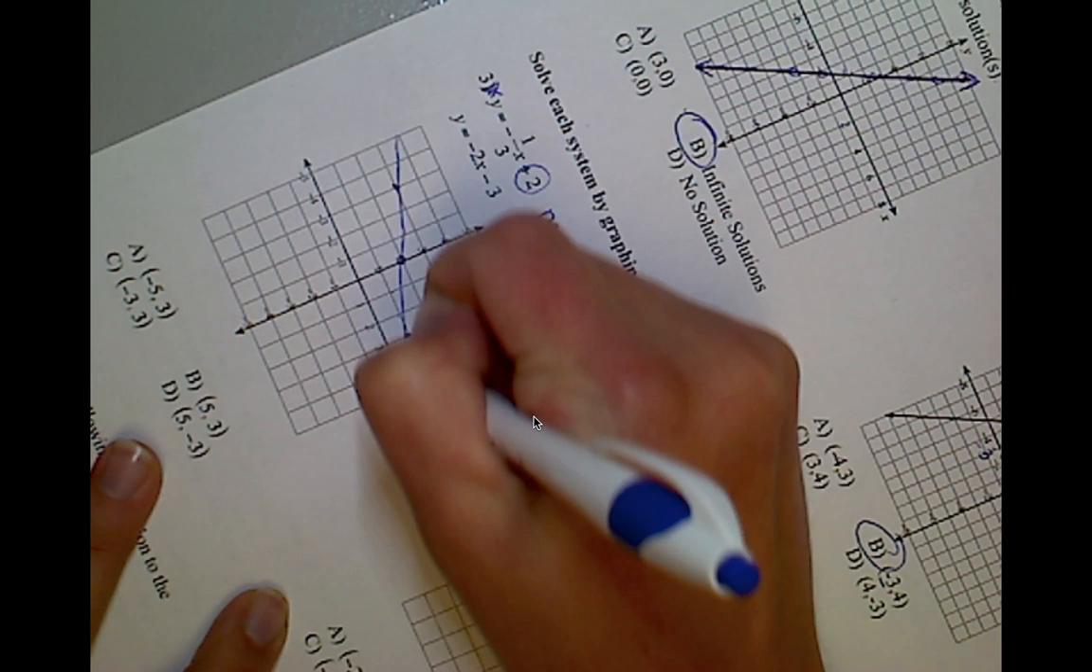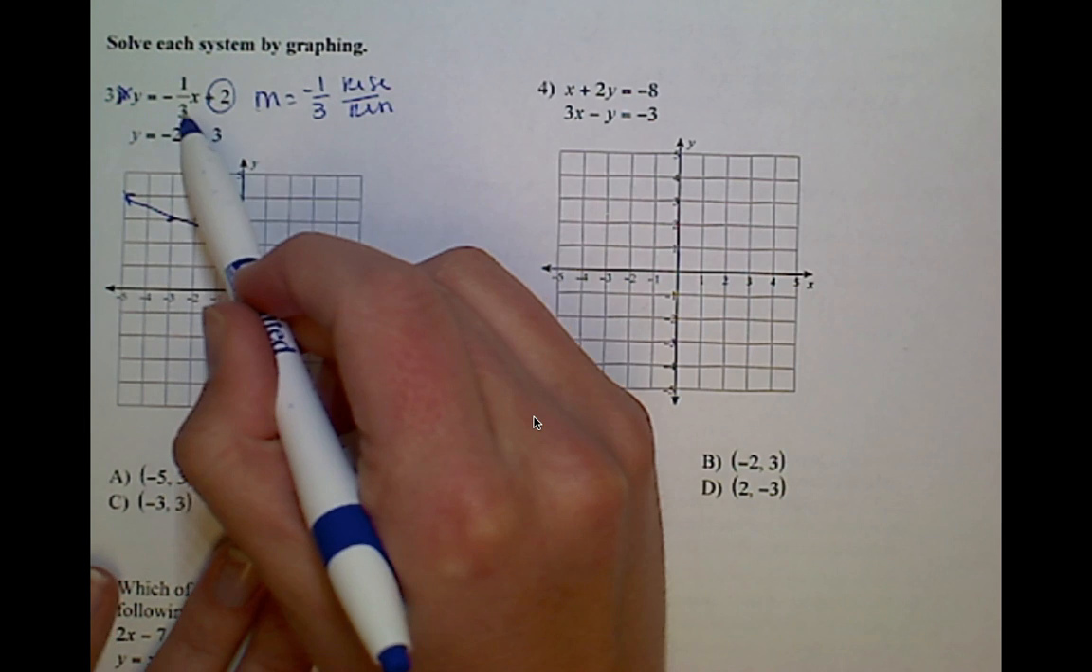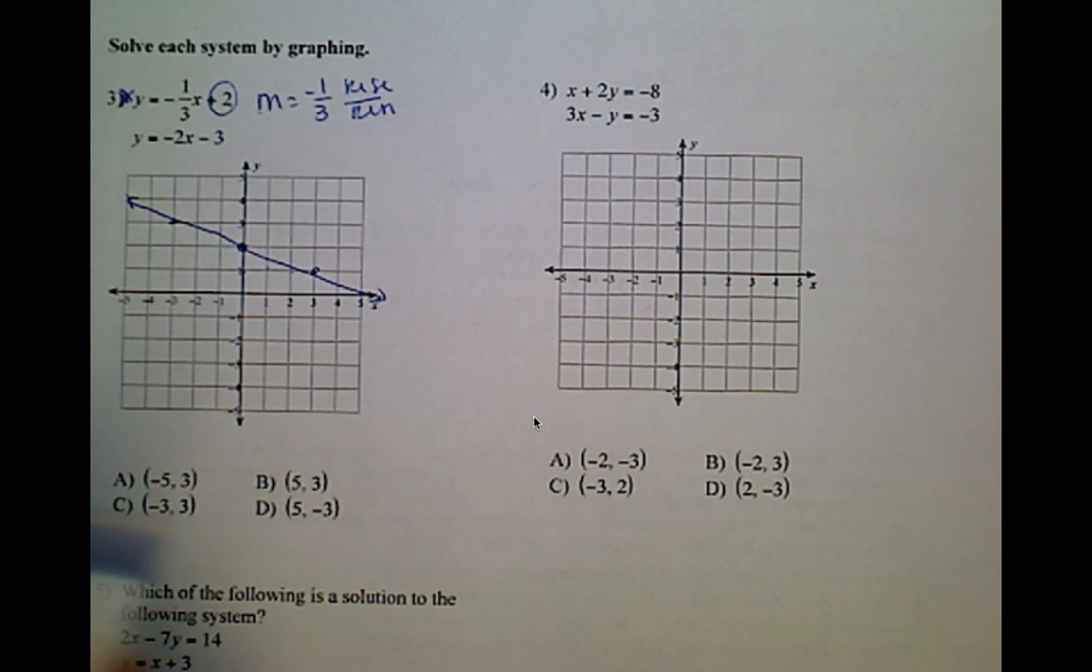And when I have this line right here, I see that it's a decreasing line, which is good because the slope of this line is negative, so it should be decreasing. So that's a check you should always do when graphing lines.